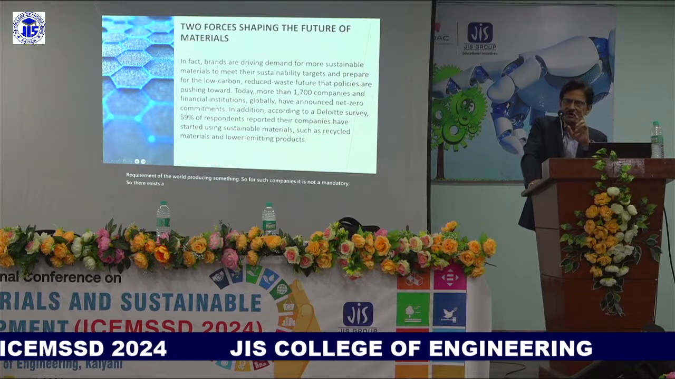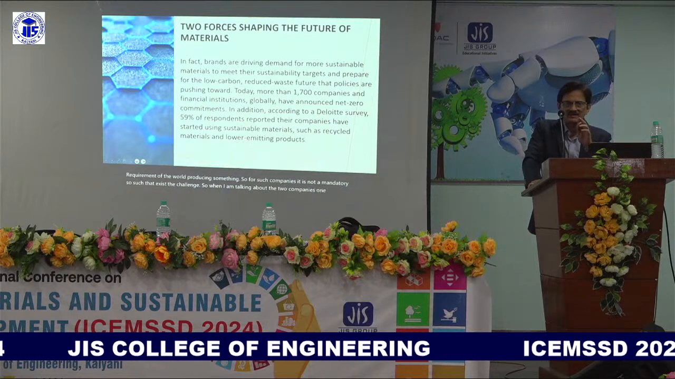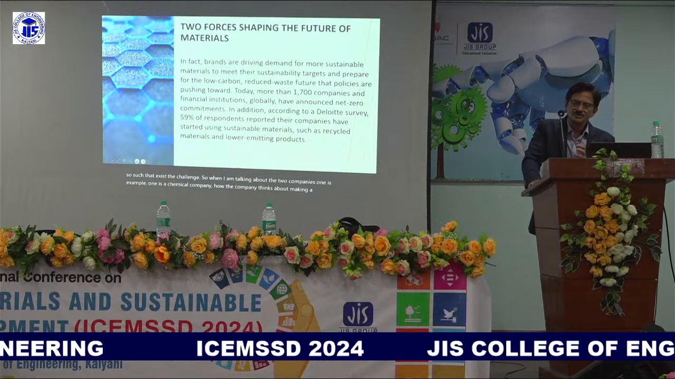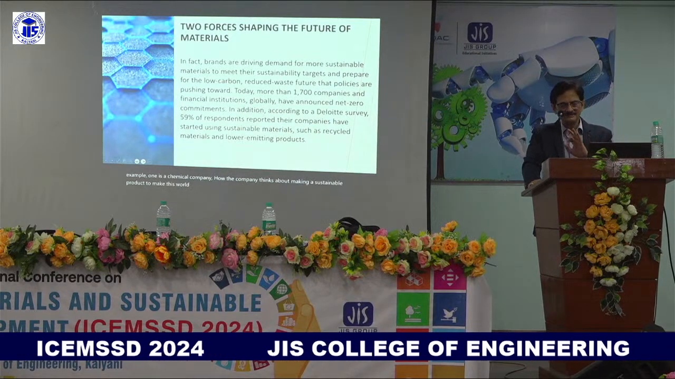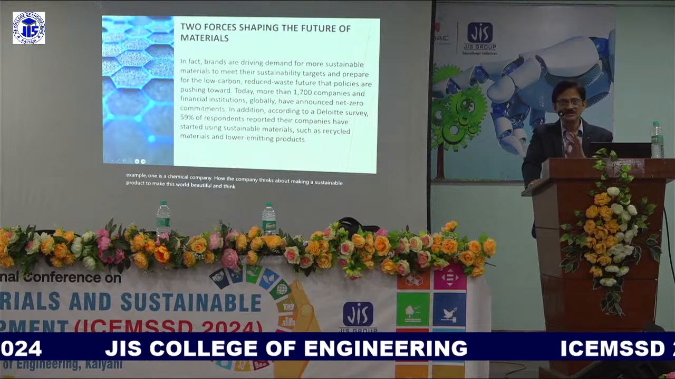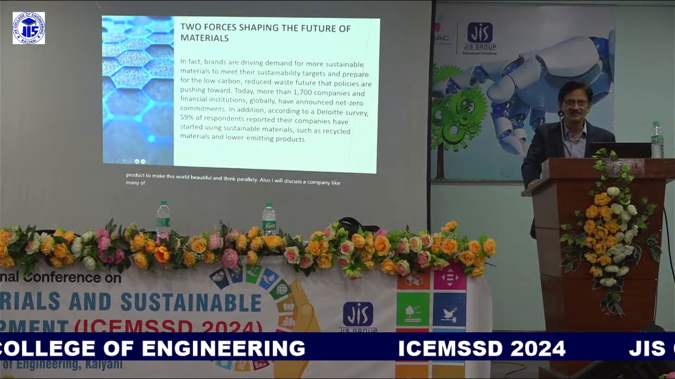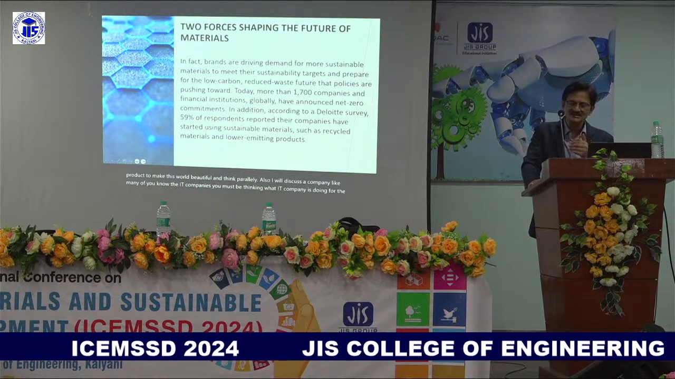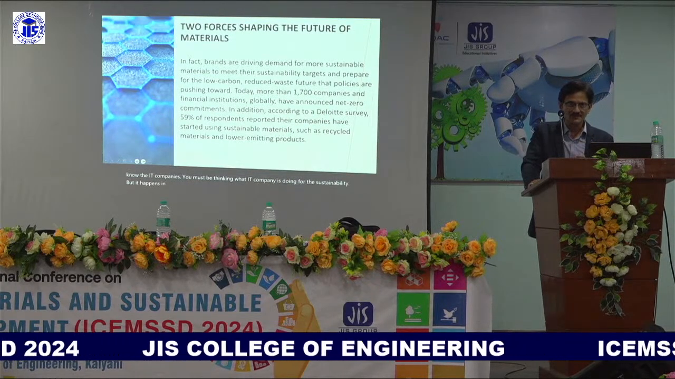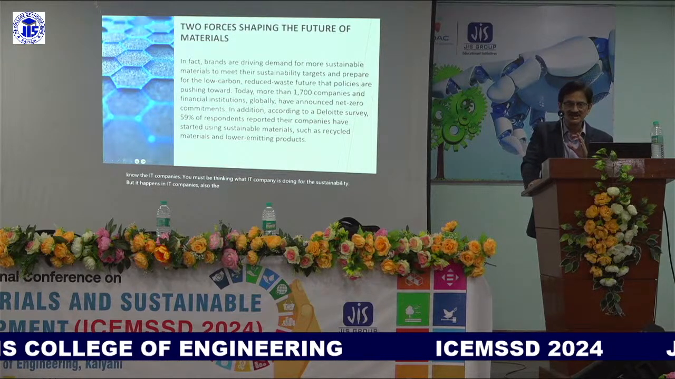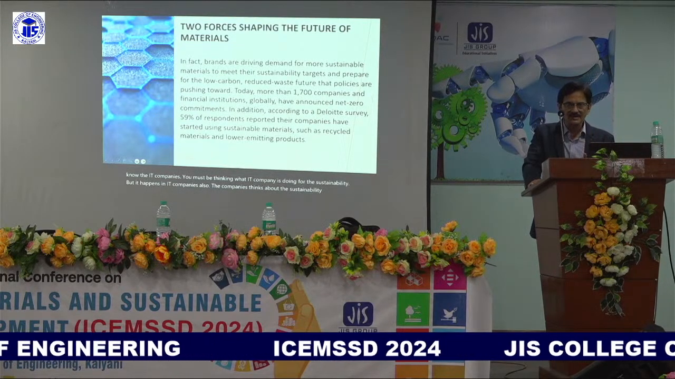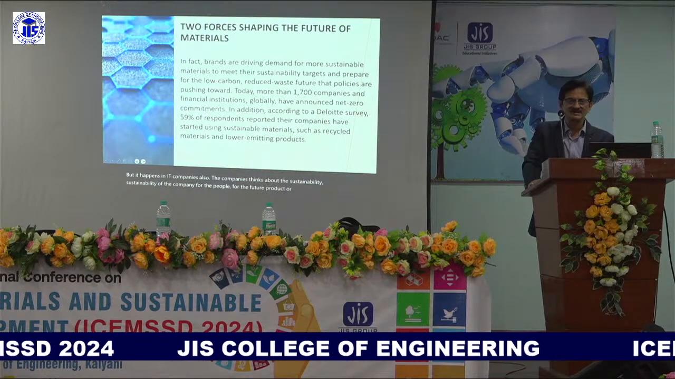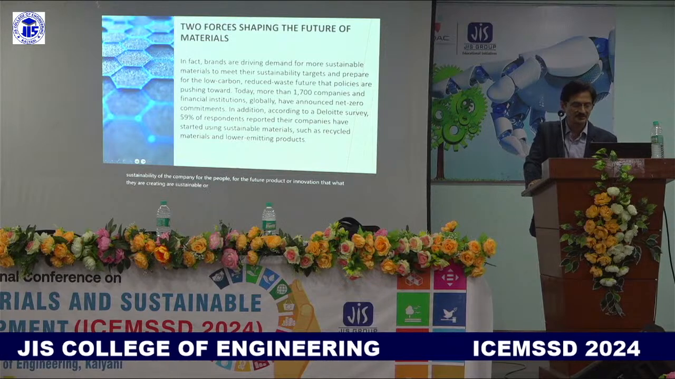So I am talking about two companies as examples. One is a chemical company, and how the company thinks about making a sustainable product to make this world beautiful. And in parallel, I will also discuss a company like the IT companies that many of you know. You must be thinking, what is an IT company doing for sustainability? But it happens. In IT companies also, the company thinks about its sustainability, for the people, and for whether the future products or innovations they are creating are sustainable or not. They are also thinking about that.